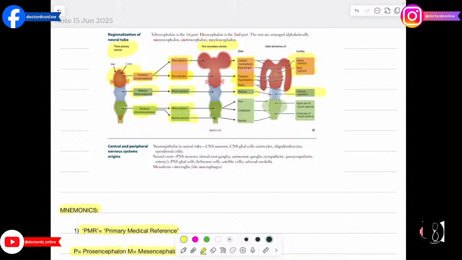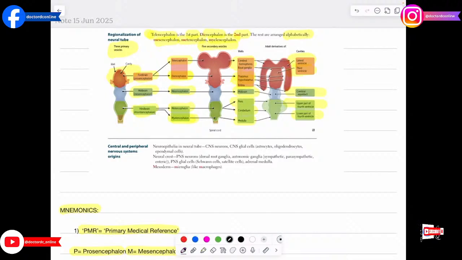The mesencephalon is the midbrain and stays the midbrain; its cavity is the cerebral aqueduct. The rhombencephalon or hindbrain divides into metencephalon and myelencephalon. The metencephalon forms the pons and cerebellum, and the cavity is the upper part of the fourth ventricle, while the myelencephalon forms the medulla oblongata, and the cavity is the lower part of the fourth ventricle. The trick to remember the order is that, of course, telencephalon is the first part, diencephalon the second part, and the rest are alphabetical: mesencephalon, metencephalon and myelencephalon.